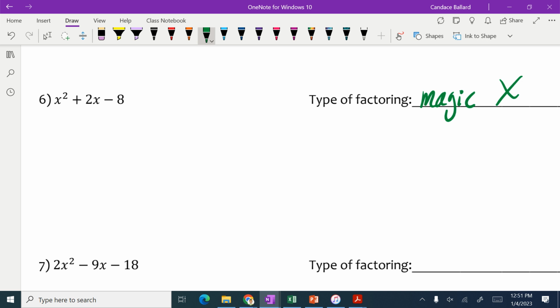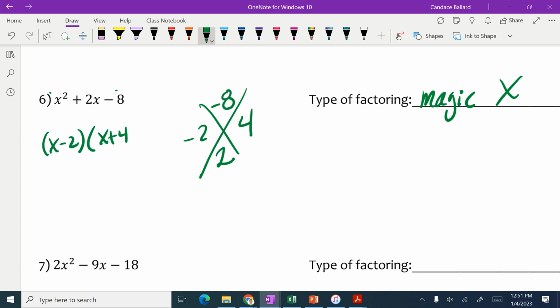All right. So what goes in the top of my Magic X? -8. So the 1 times the -8. What goes in the bottom? 2. Good. So we needed 2 numbers that multiplied to -8 and added to 2. Everybody okay with that? I heard one person answer. Everybody get -2 and 4. So we've got x minus 2 times x plus 4.